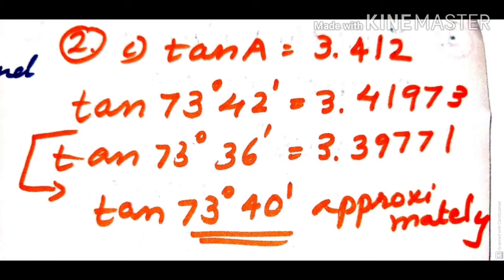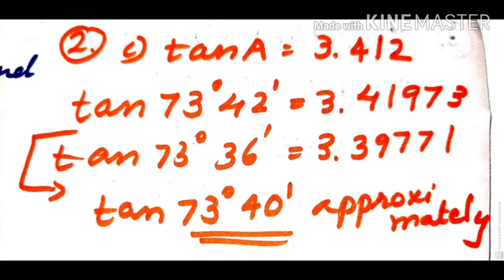We have to check the nearby value of 3.412. That value I found at 73 degree 42 minute, that is 3.41973. So you have to check here up to only 2 or 3 digits. You see here 3.41, then 9, that is a nearby value up to 412. So I have written that.